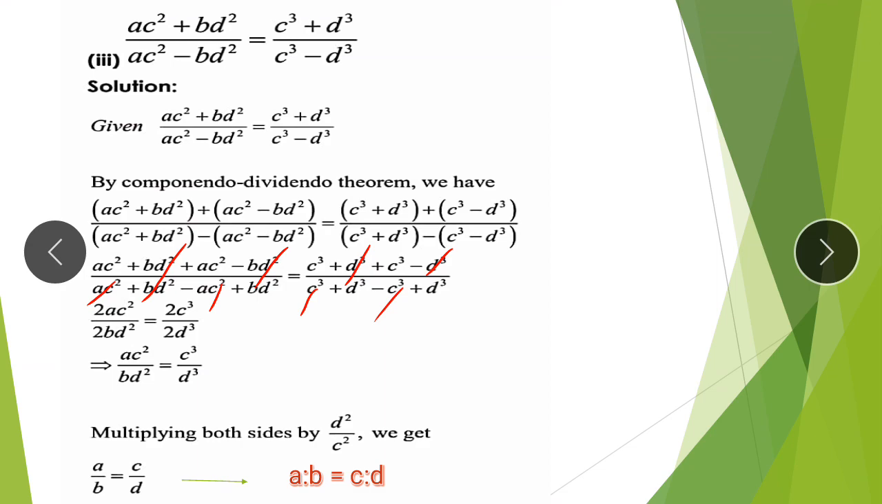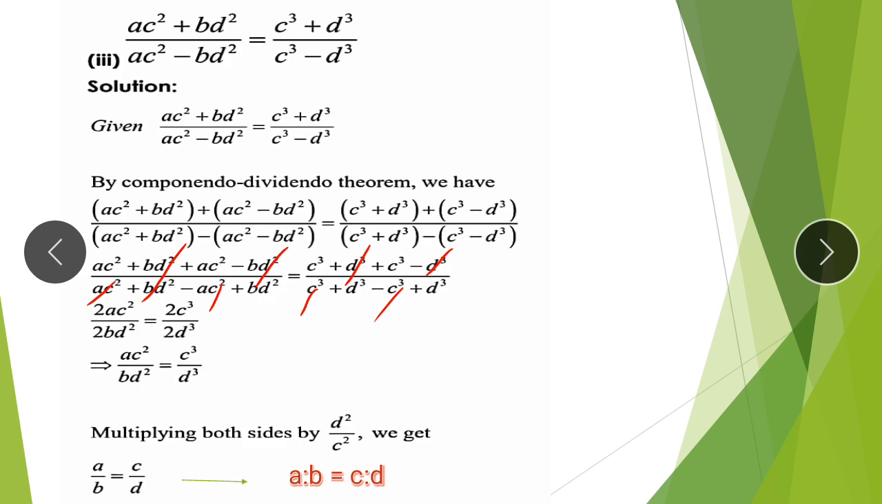Here we have C cube plus C cube. How many C cubes? 2 C cubes. D cube and D cube. How many D cubes? 2 D cubes. So here we can see the like terms, 2 and 2 can get cancelled, and 2 and 2. So we will have AC square divided by BD square, C cube divided by D cube.